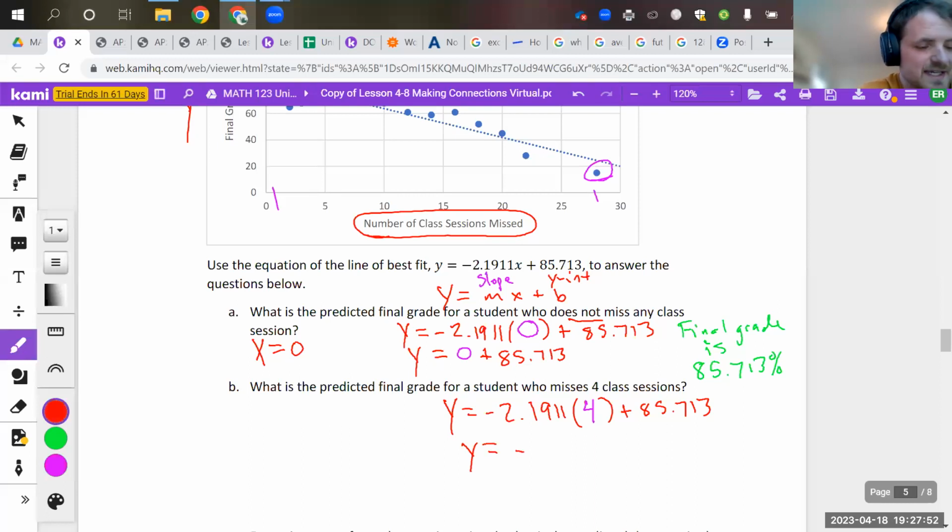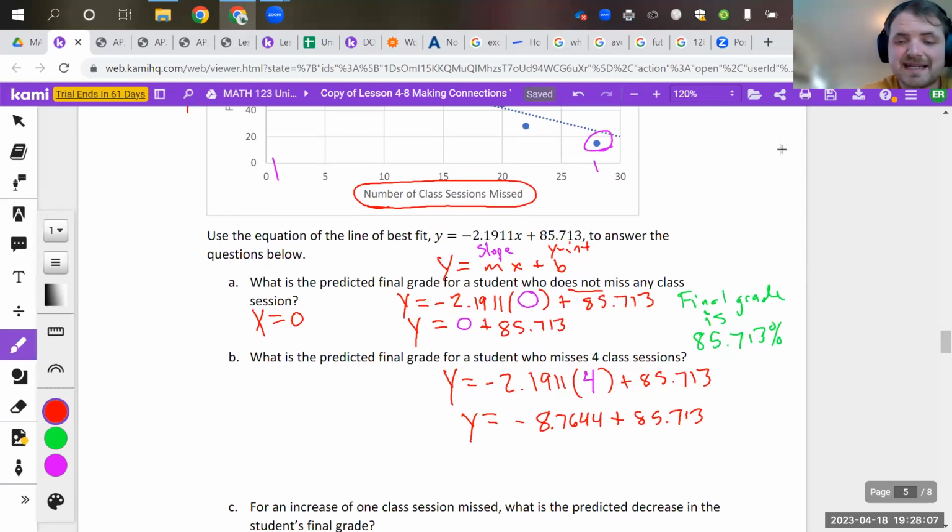So this becomes -8.7644. And I'm going to add that on to my 85. And as you can see, since that was that negative there, it's actually going to drop my score, my 85%, to on average a student of 76.9486. It doesn't tell us how to round, so I'm just taking that to all the decimal places. So their final grade would be that percentage of the class.